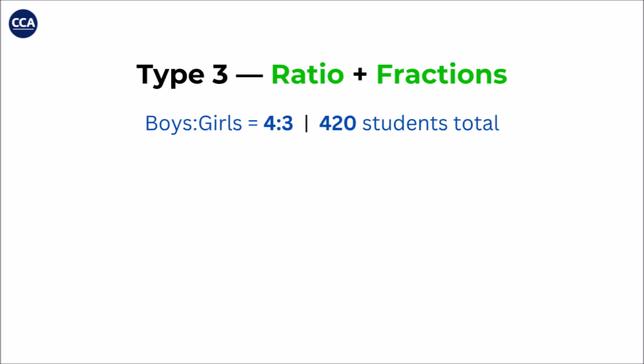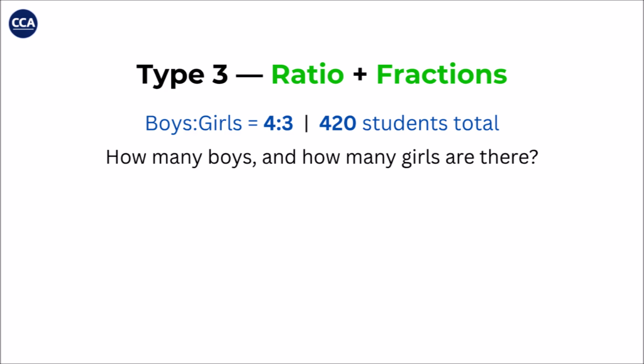Problem. In a school of 420 students, the ratio of boys to girls is 4:3. How many boys and how many girls are there? Step 1. What is being compared? Boys to girls. Step 2. Ratio. 4:3. Step 3. Type. Ratio and fractions combined. Total parts. 4 plus 3 equals 7.